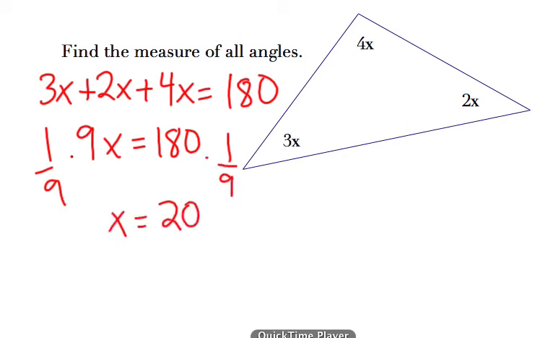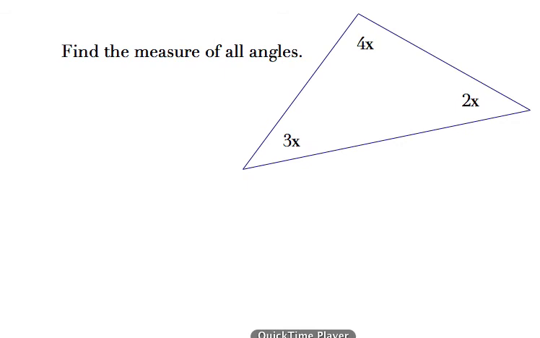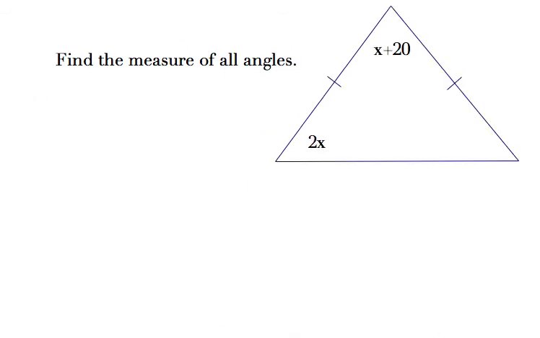So x is 20, but we want to find the measure of all the angles. So 3x's would be 60 degrees, 3 times 20. This would be 40, this would be 80. And if I double check my math, all of those add up to 180, so that works, okay? All right, go ahead and pause it, try this one on your own, and then hit play to check your work. If you are a little stuck, let's do this first part together.